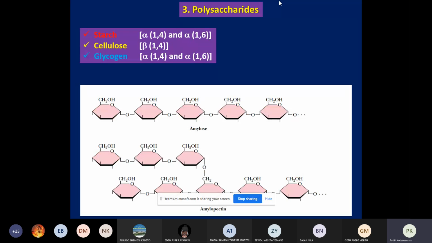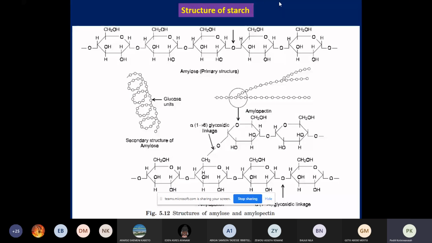We will discuss the first homopolysaccharide. The first one is starch. As you can see here, starch consists of two components. One is amylose, which you can see here. The second one is amylopectin. So that means starch is composed of two components: one is amylose, and the second one is amylopectin.